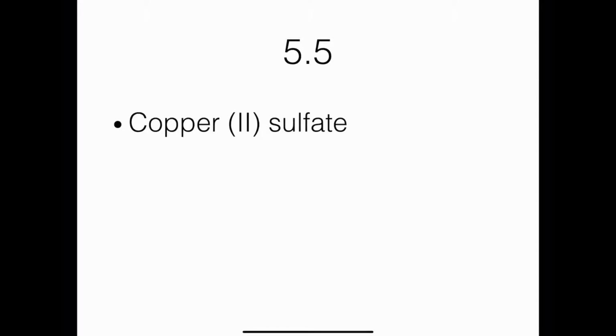Copper 2 sulfate. So this is a type 2 polyatomic compound. Copper 2, remember, means I am not able to identify the charge of copper by looking at the periodic table, so I need the name to tell me what the charge is. That's what the 2 means. So the 2 tells me I have a charge of positive 2 on copper.